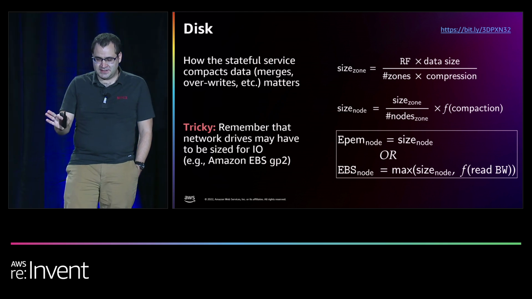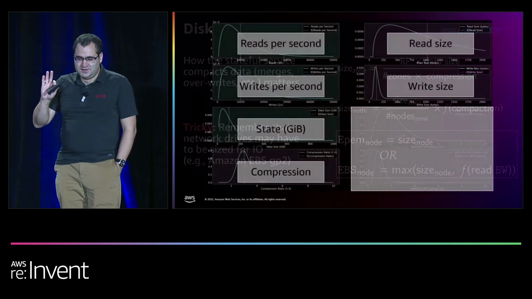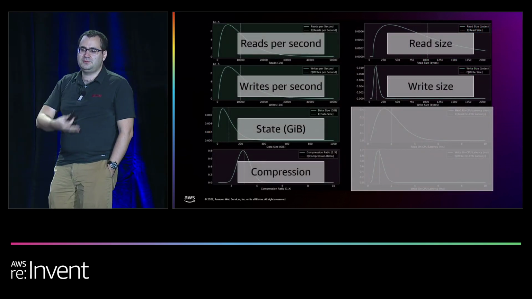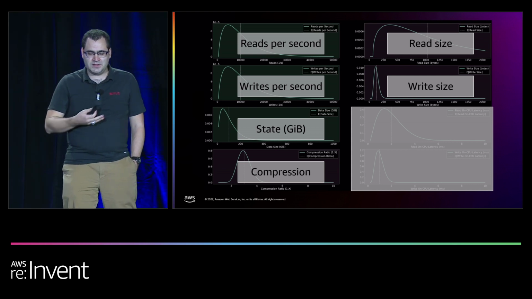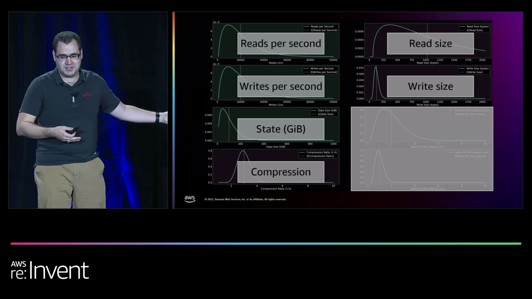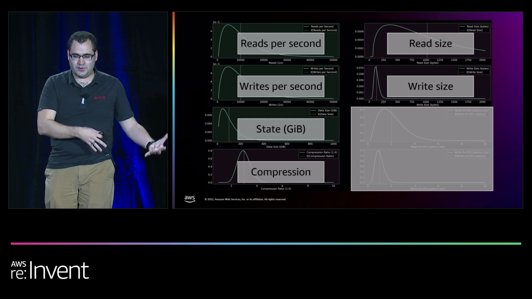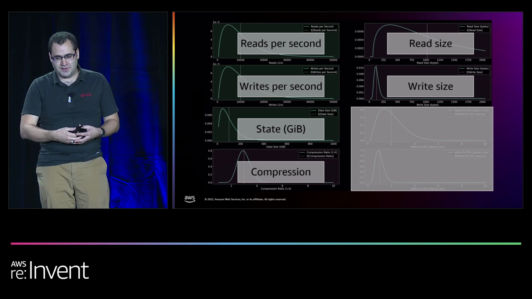All right, so now we know how much disk space to use. And now we get to the point where we're starting to involve almost every parameter that the user has given us, right? Because we need to know how much state there is. We need to know the compression ratio. We need to know the rates in order to get the bandwidths. We need to know the size in order to get the bandwidths.